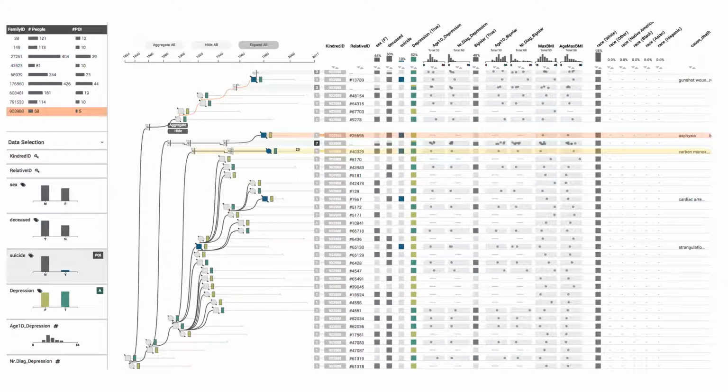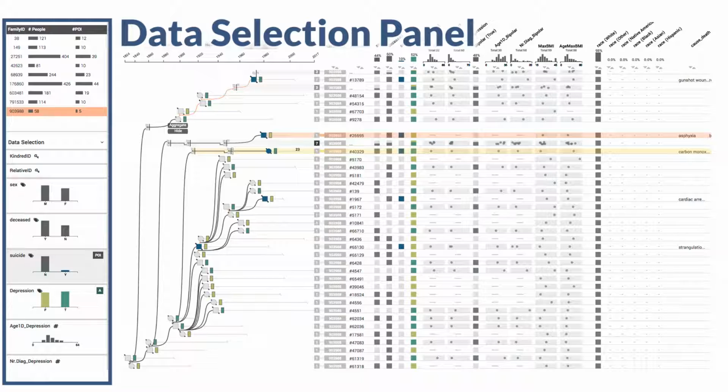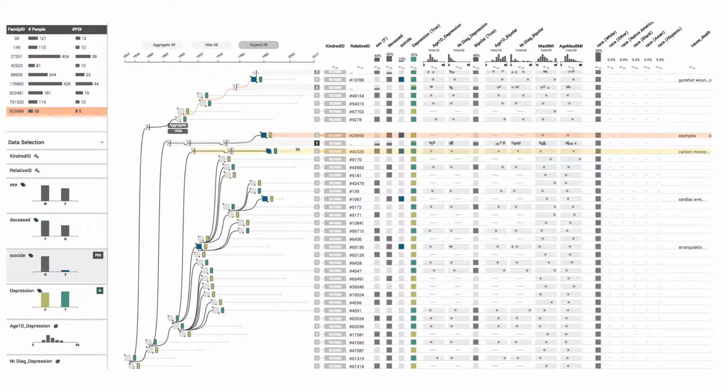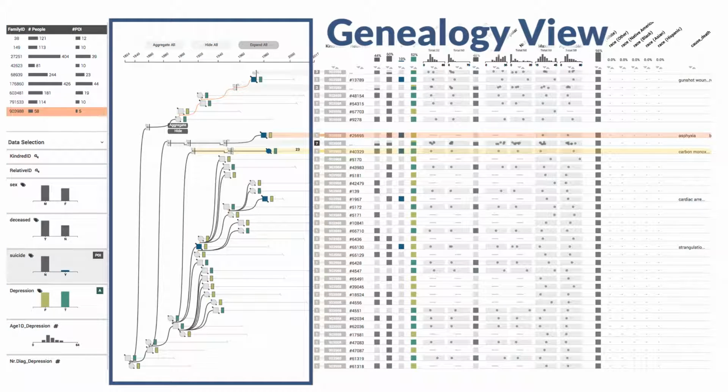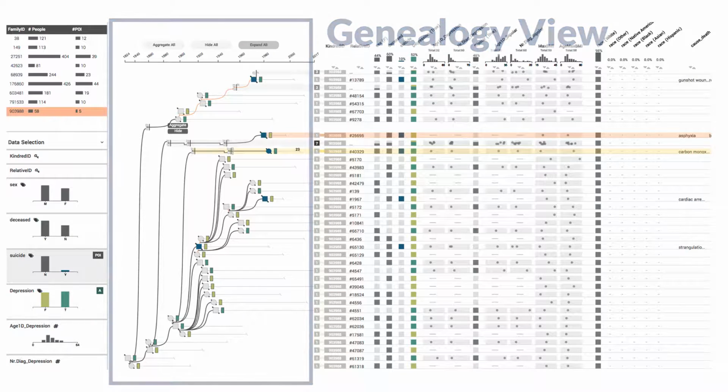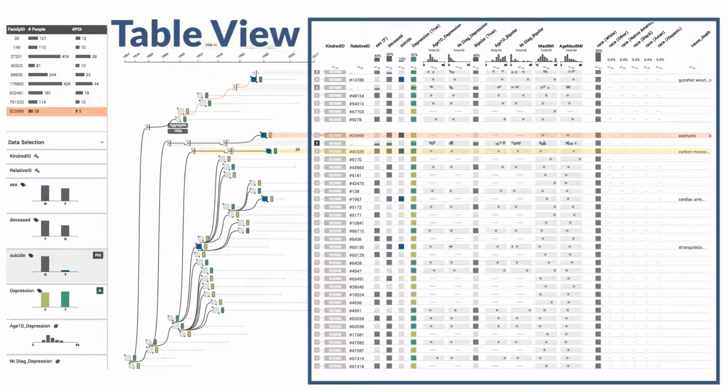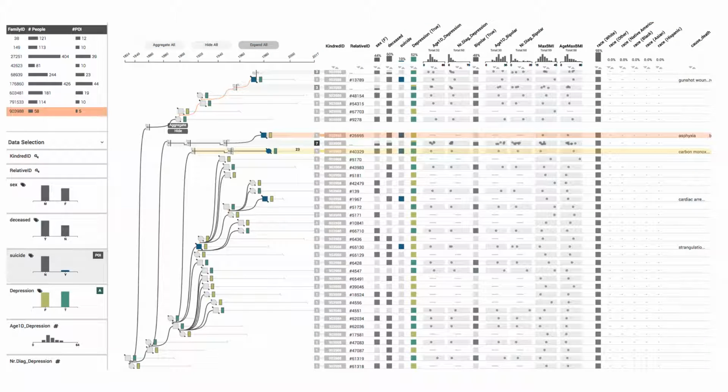Lineage is designed for the interactive exploration of large genealogical graphs and associated clinical data. It has three main components. A selection panel on the left allows analysts to choose one or more families to analyze and to select the attributes to display. The genealogy view in the center displays the structure of the graph. And the tightly integrated table displays the attributes associated with the nodes in the graph.